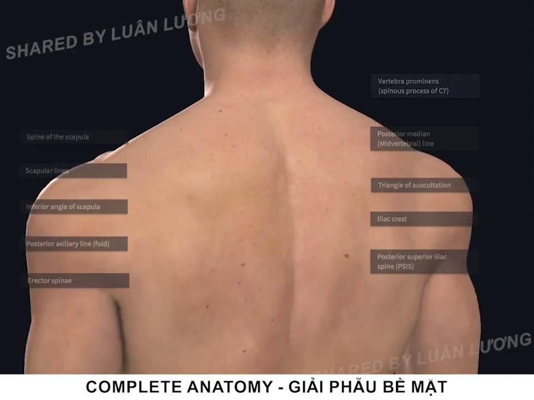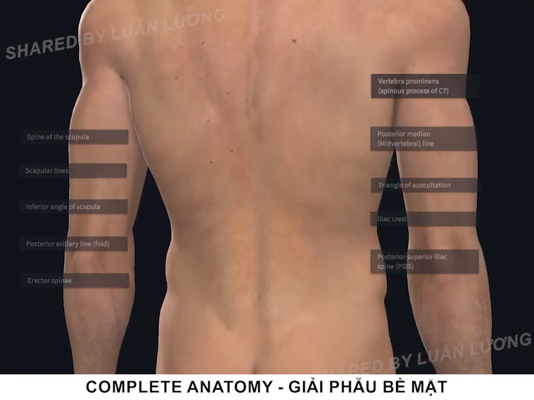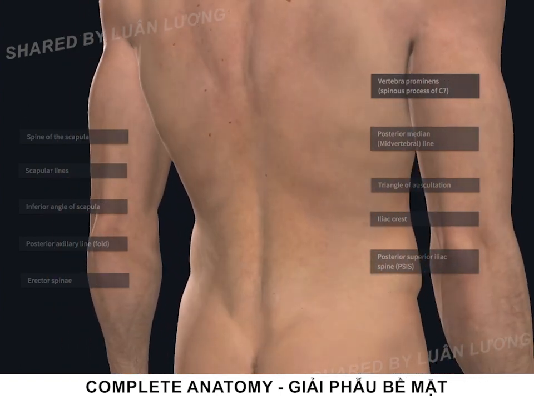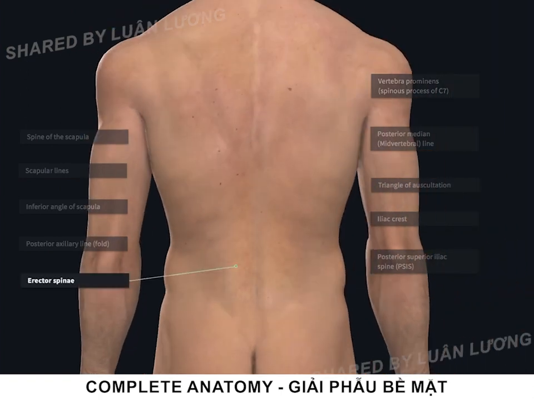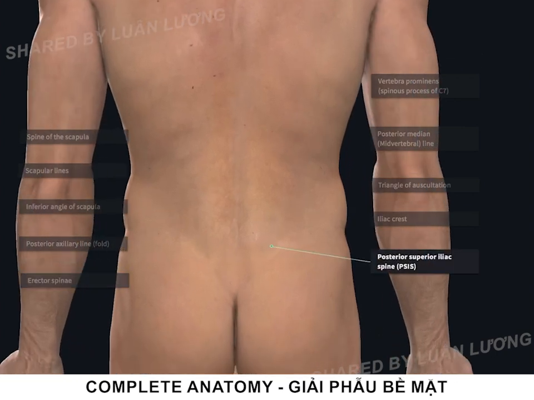If we continue to move inferiorly along the median or mid-vertebral line, we can see it's going to create a groove between two large groups of muscles to either side. These groups are known as the erector spinae, and they're important postural muscles in our lower back that are going to extend up through the thoracic region as well. Now, the erector spinae are going to attach inferiorly towards the hip bone, otherwise known as our ilium. And the ilium is going to terminate posteriorly at the posterior superior iliac spine.